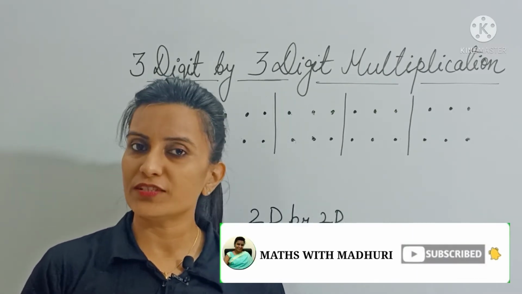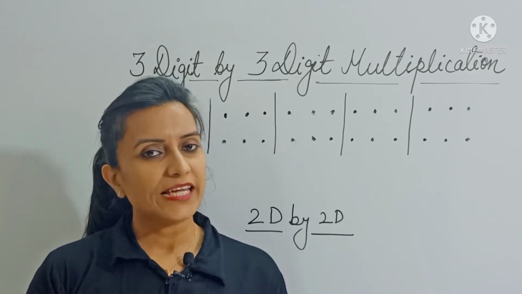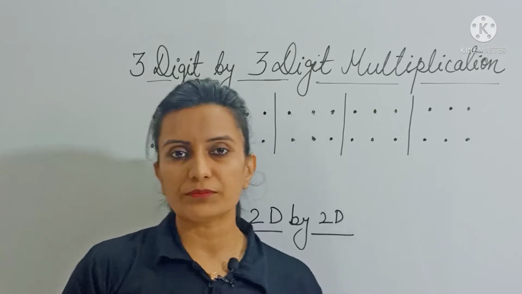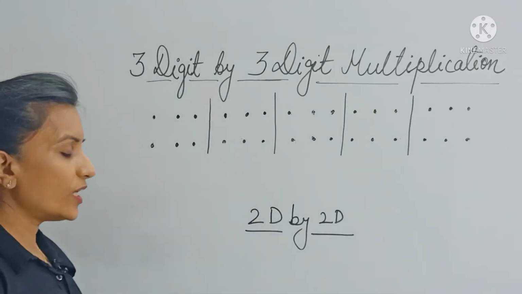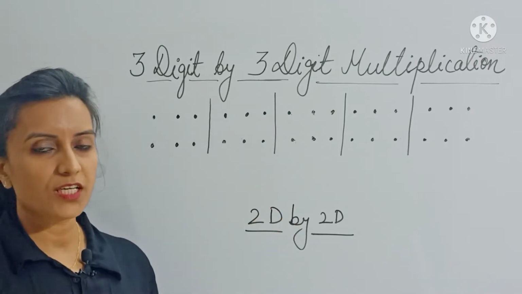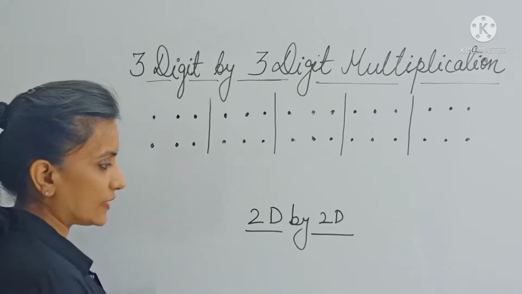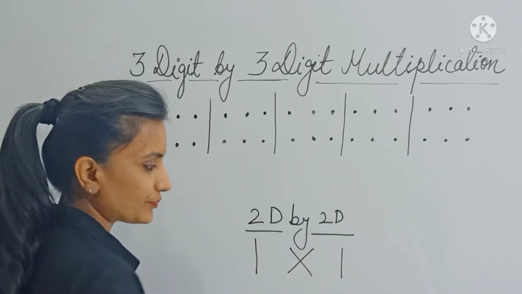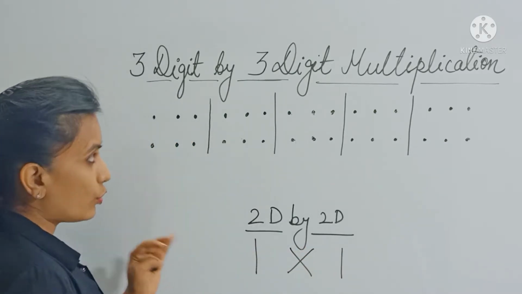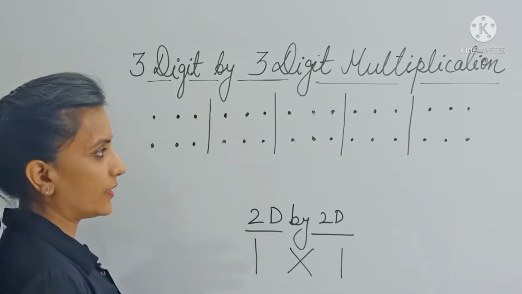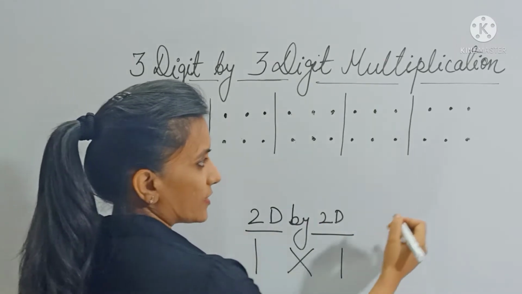So today we will be learning how to multiply any 3-digit number by a 3-digit number. If you remember in our previous video, we understood how to multiply any 2-digit by a 2-digit number. We followed the pattern I cross I. Alright. So for 3D by 3D multiplication also we will follow a similar pattern. So let's see what is the pattern.